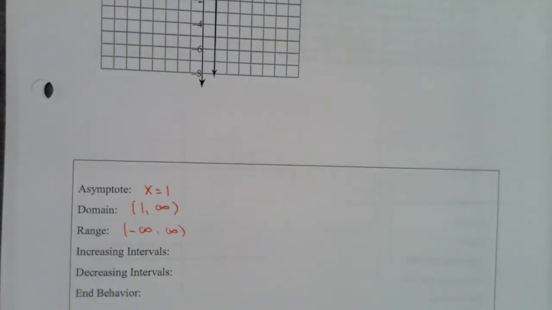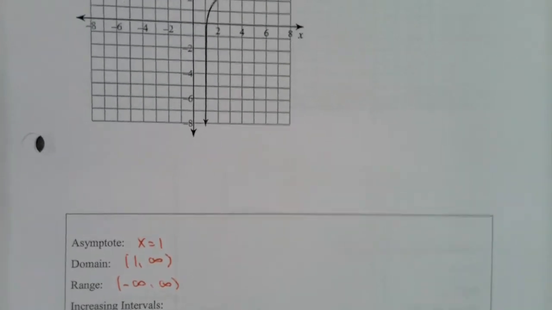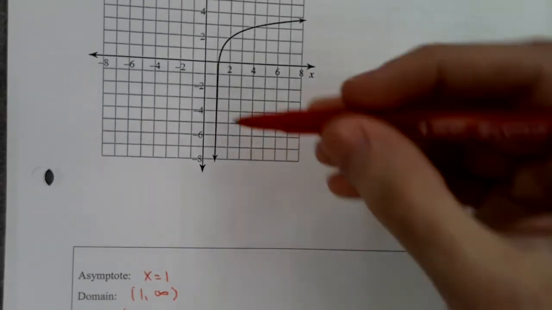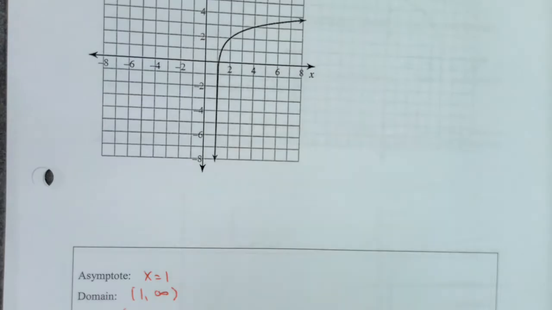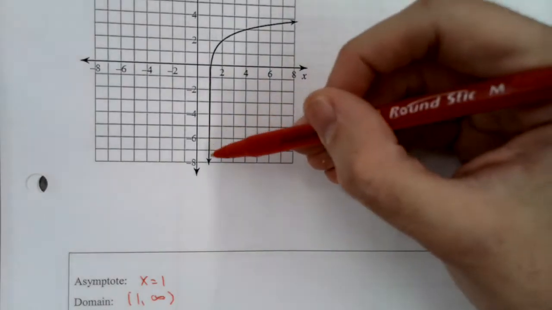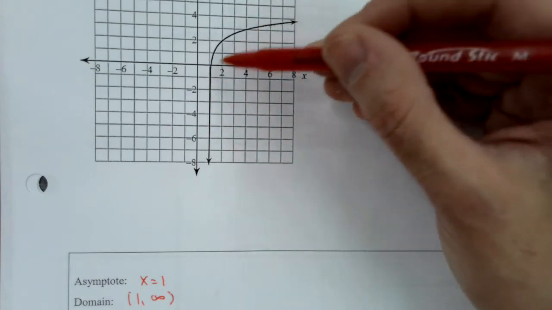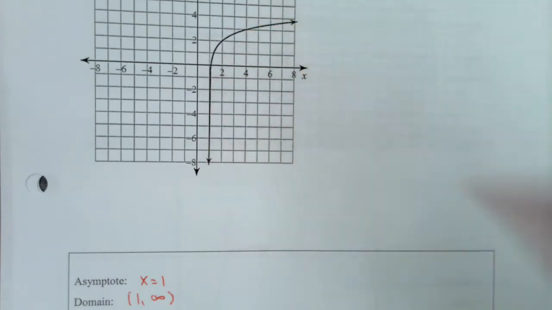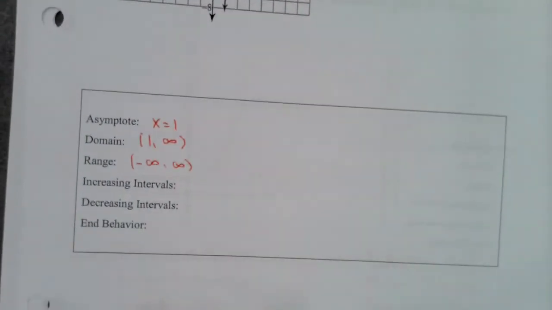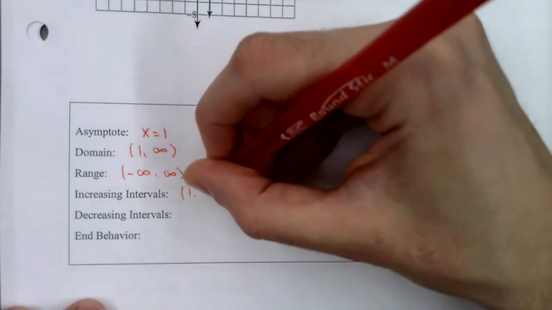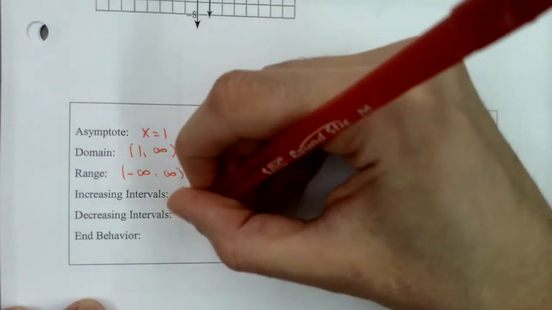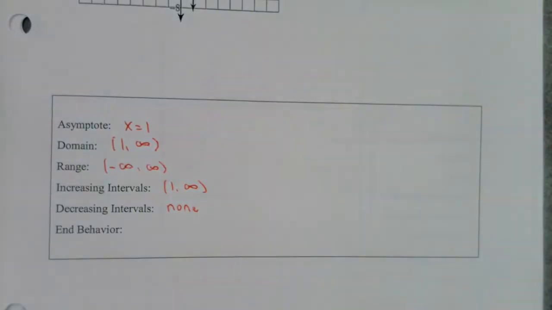The increasing intervals means where is the graph going uphill? And it's everywhere, but you're using the x values, and the x values start at 1. Remember, that was on page 2. You use the x values for the intervals. So the increasing interval is going to be 1 up to infinity. Decreasing intervals means where is the graph going downhill, and there are none.